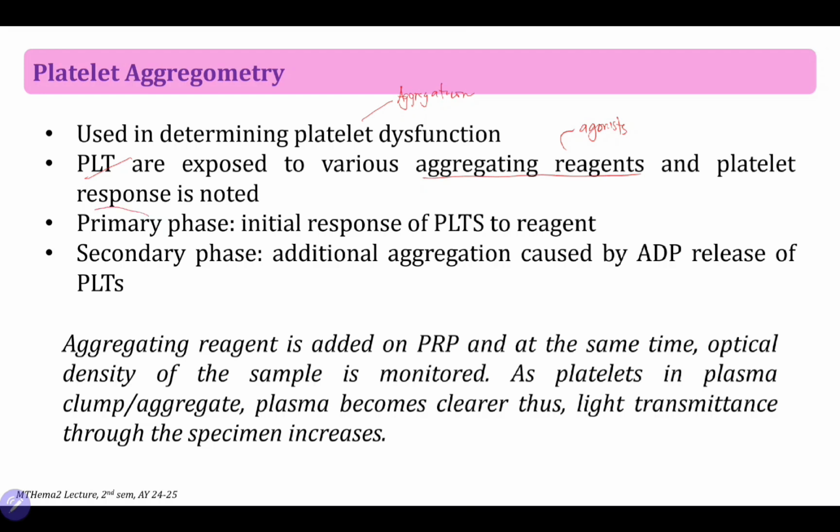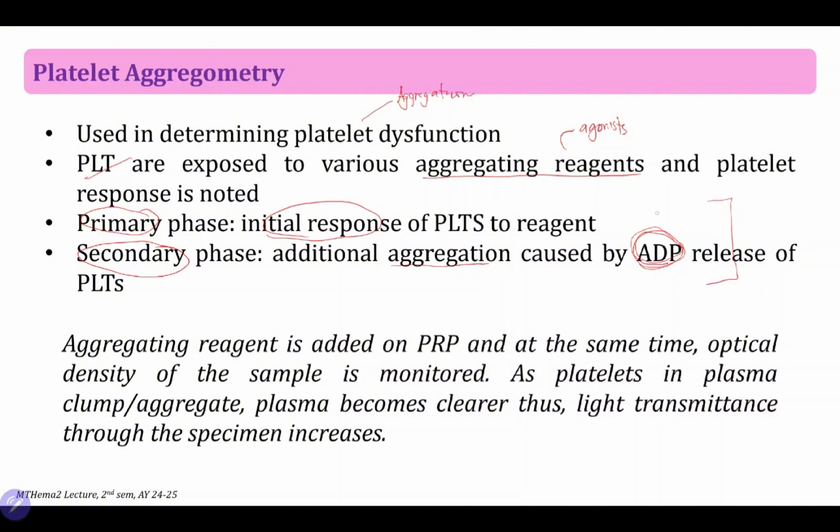Now, platelet aggregometry has two phases. The first phase is the primary phase, wherein once your agonist is combined with the platelets, you check for the initial response. The secondary phase, or secondary aggregation, is where there is additional aggregation caused by the release of your platelets' own ADP, the ADP produced by your dense granules.